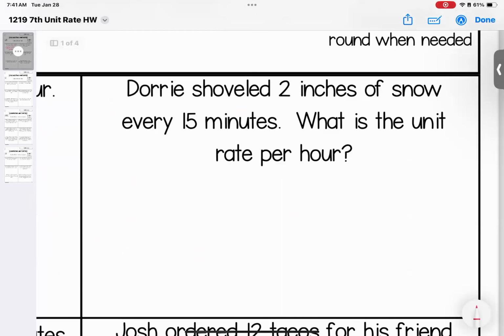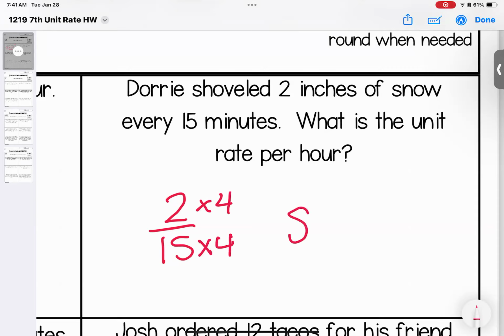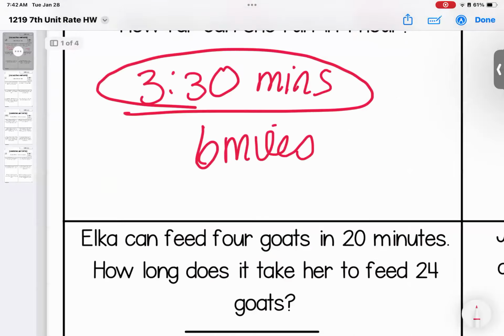Dory shoveled 2 inches of snow every 15 minutes. What is the unit rate per hour? To get up to an hour has how many 15-minute pieces? You can either do 60 divided by 15 to find that it's 4, or you could skip count up to 60. So 8 inches per hour is going to be our unit rate.